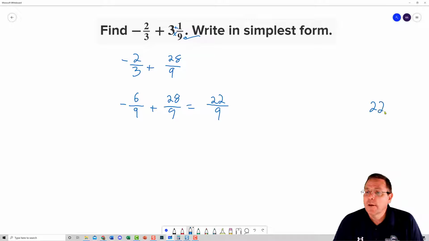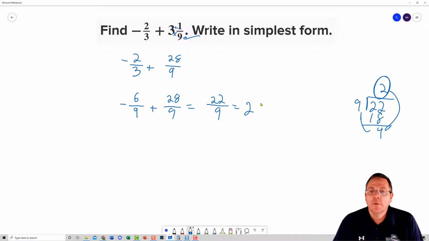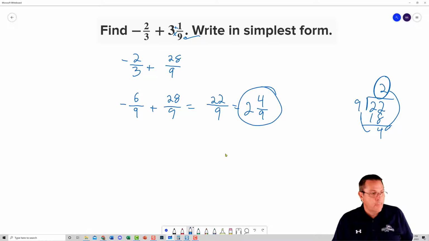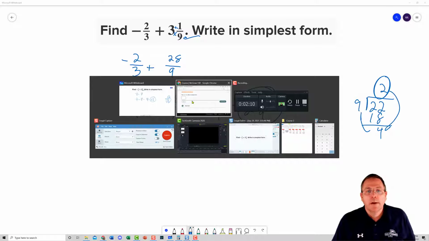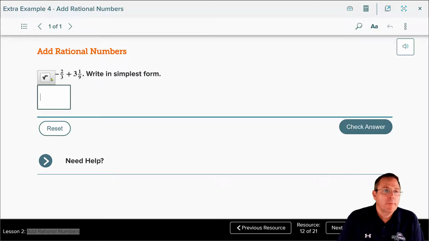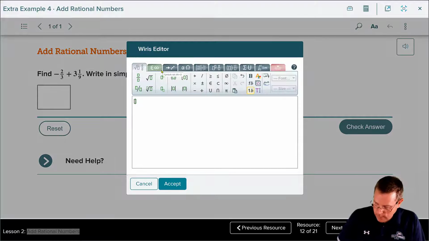Come off to the side to do your round robin. 9 goes into 22 2 times, which is 18, with 4 left over. So 22/9 is equal to 2 4/9 for my final answer. Come back to my page and let's type that in and check it, see how we did.